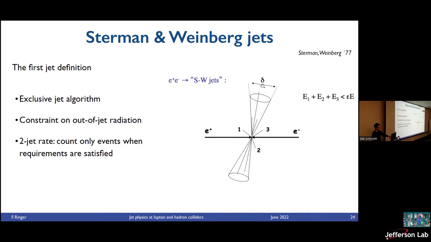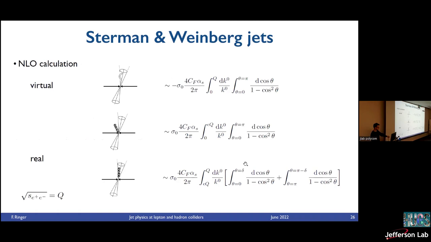Okay, that's my follow-up question. So that's the half opening angle then? Yeah. Okay, thank you. Sorry, yes, I think I took that from other slides. Yes, it should be half. The opening angle of the cone here is two delta. So that's why these integrals here basically always go from zero to delta and pi minus delta. Thanks. Yeah, that's a good point.